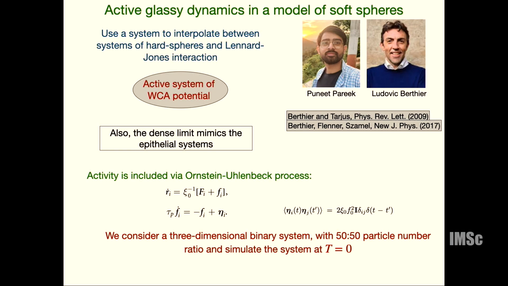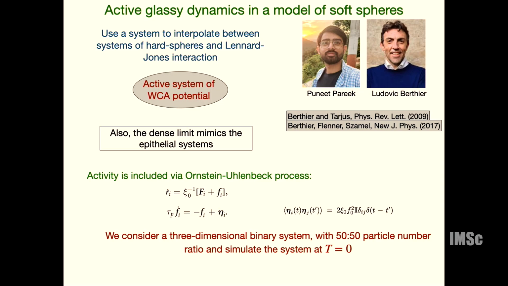So this part of the work is done in collaboration with Ludovic, and Puneet did all the simulations. Here we wanted to use a system to interpolate between two types of systems. One is the hard sphere system and another is the Lennard-Jones type of system. The model was already used in 2009 by Ludovic and Gilles Tarjous in this paper, where one can find the details. One can also use the active version of this, which was used in 2017 by Ludovic, Flener and Jamel in the New Journal of Physics paper.